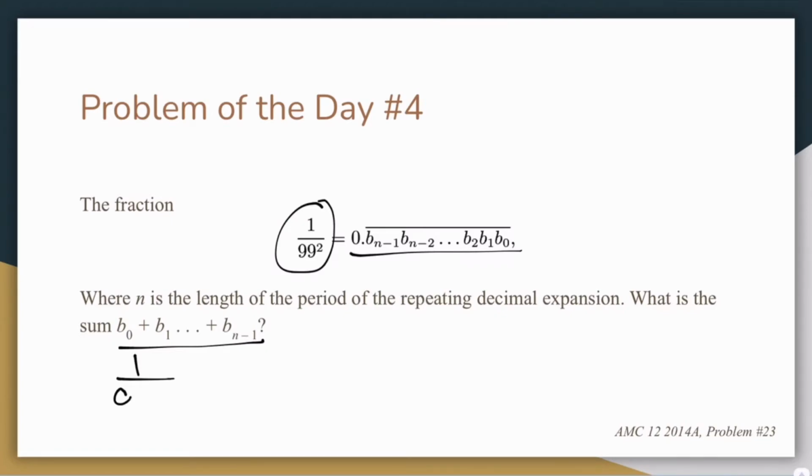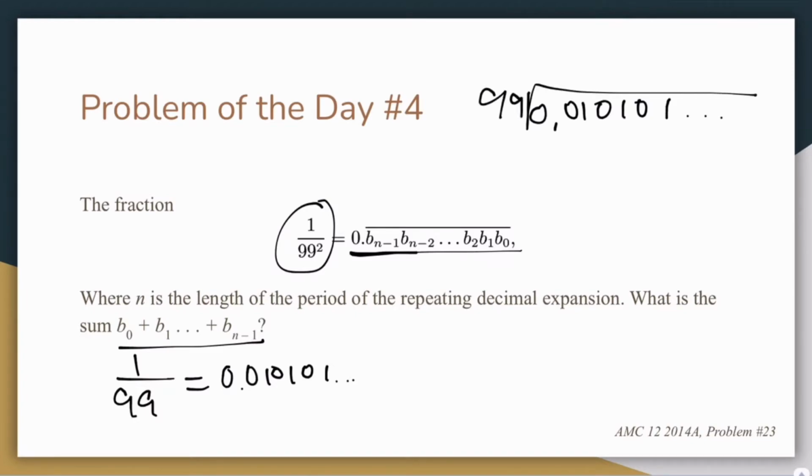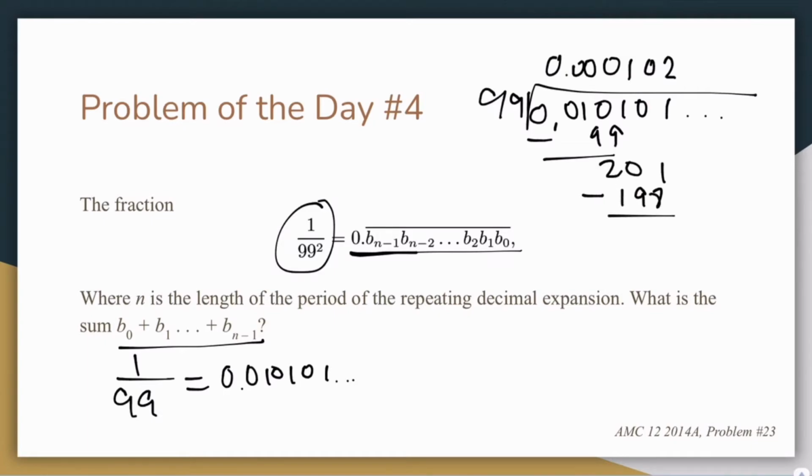So we know that 1 over 99 is 0.010101 repeating. So let's divide this 1 over 99 by 99. So we get 0.010101, etc. over 99. So this is 0.0001, then subtract 99, we get 201. So 02, then subtract 198, we get 301, then 03.